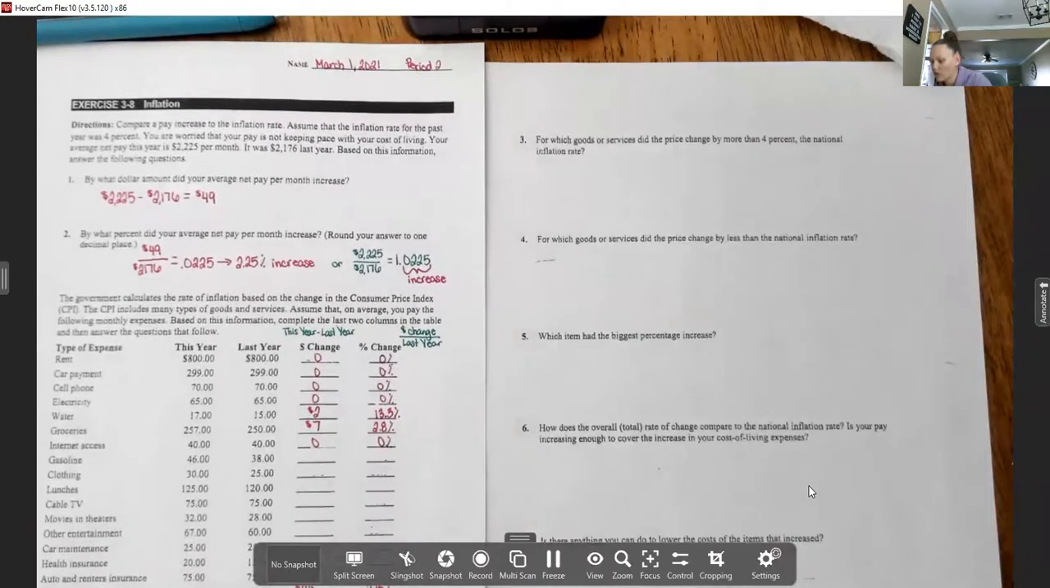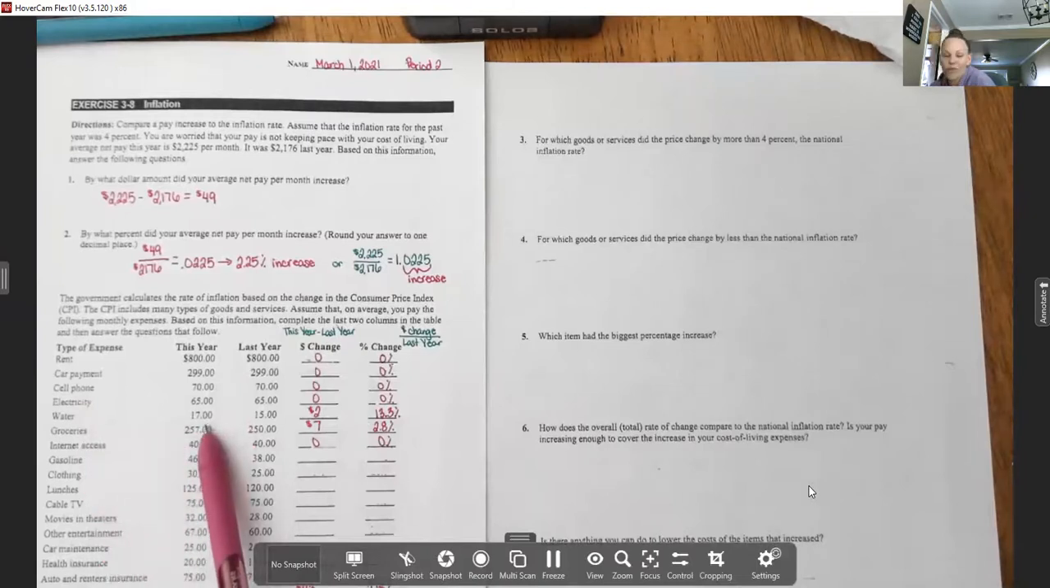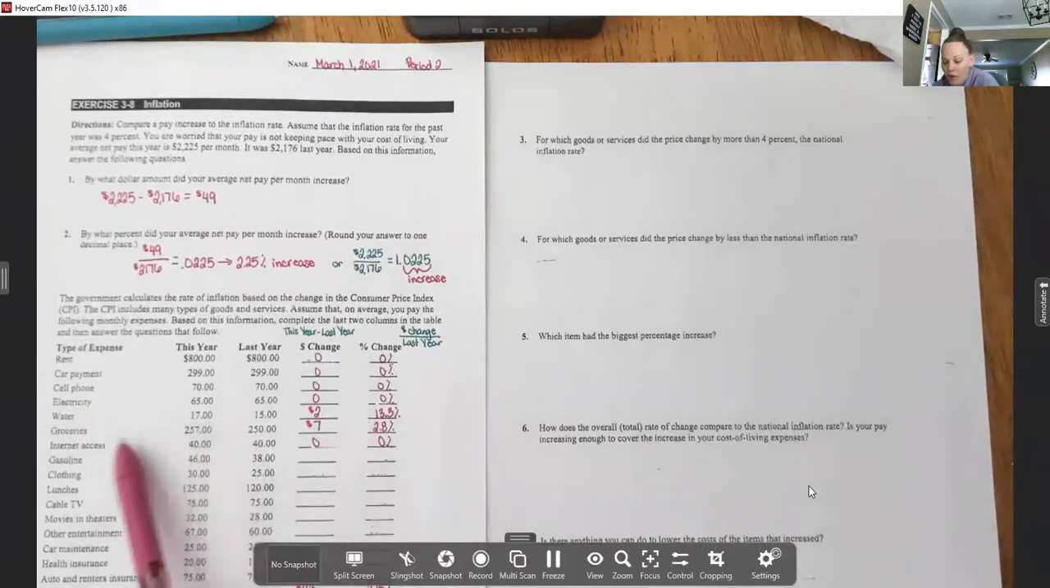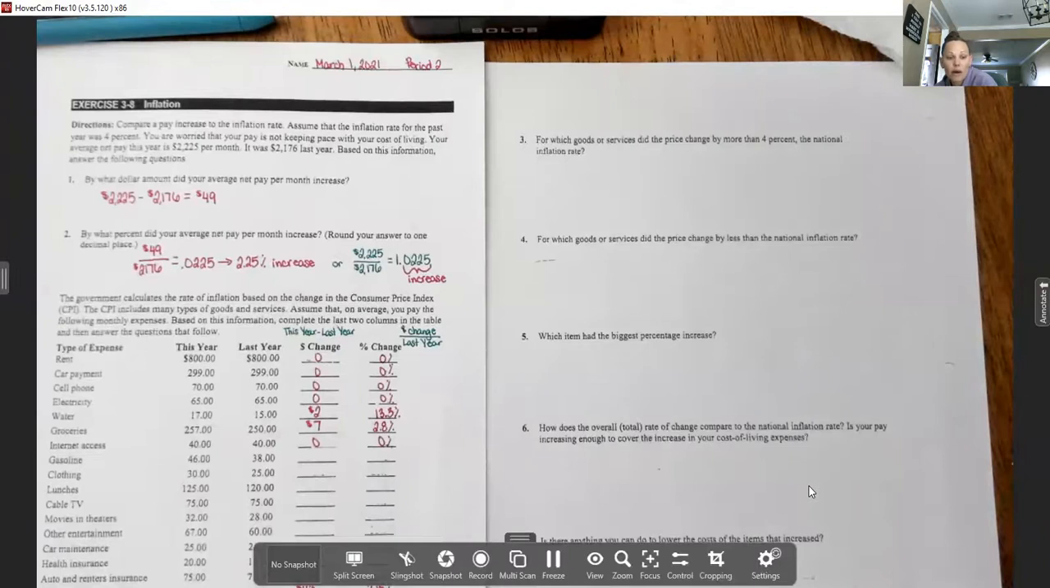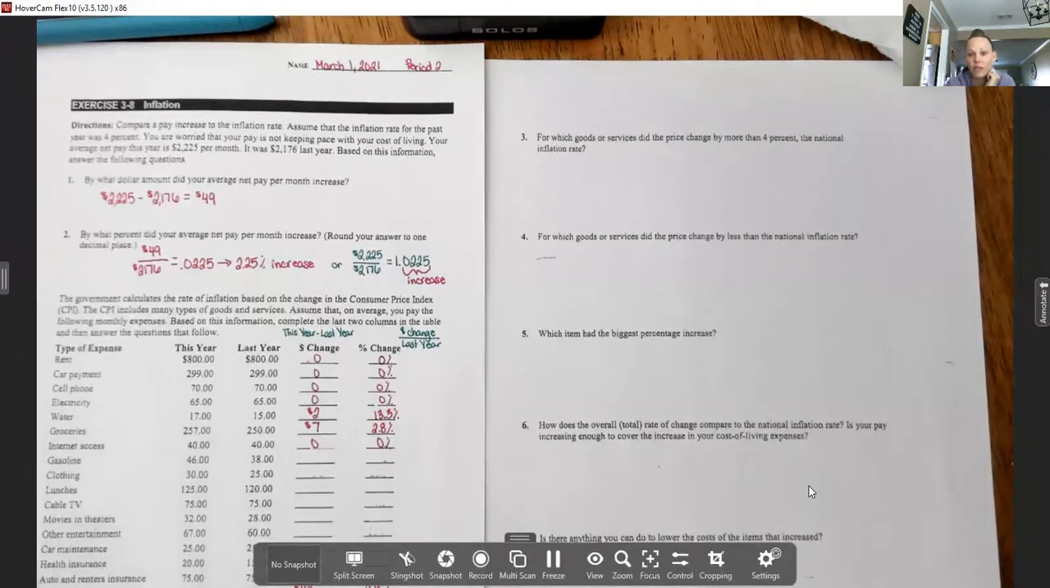And is there anything you can do to lower the cost of items that increased? So maybe, like right here, water went up. Can you do anything to lower that? Can you do anything to lower your groceries? Anything that went up, is there something you can do? Maybe you're already doing the bare minimum. I don't know, if movies and theaters went up, maybe you want to cut out a movie a month or something. So that's kind of how you fill that last page in. Any questions on that?